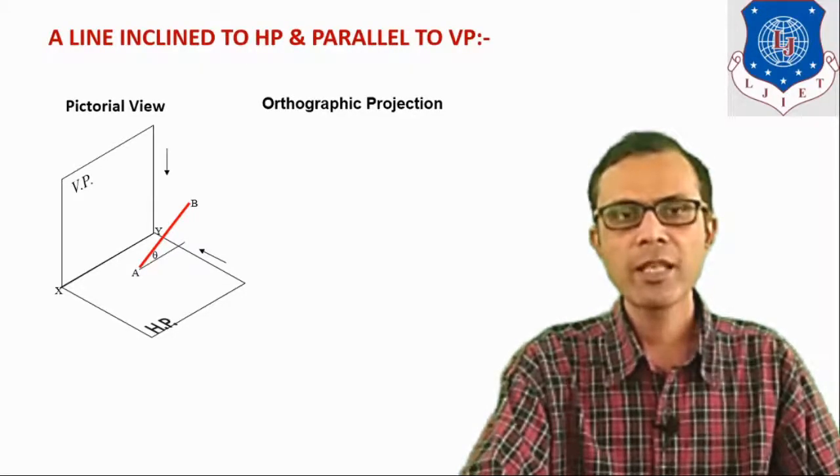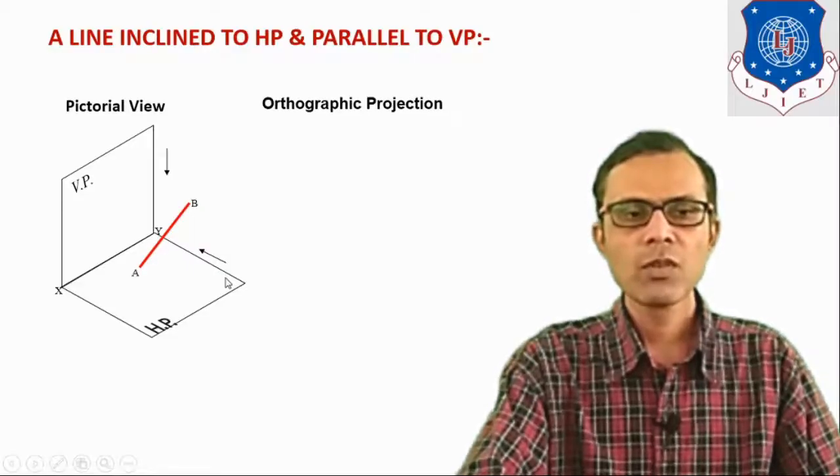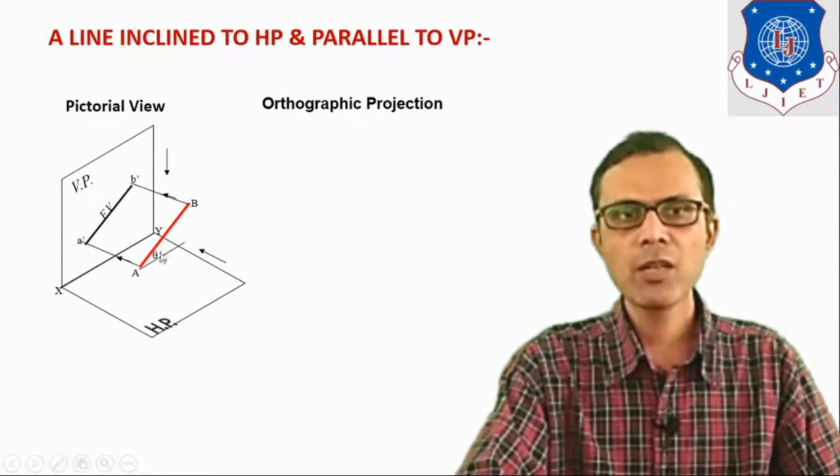So AB is the given line, and the inclination angle with HP is theta. This direction is for the front view and this is the direction for the top view. So now let's take its front view. The projectors are shown here. So A dash B dash is the front view on VP with true length, because the line is parallel to VP.